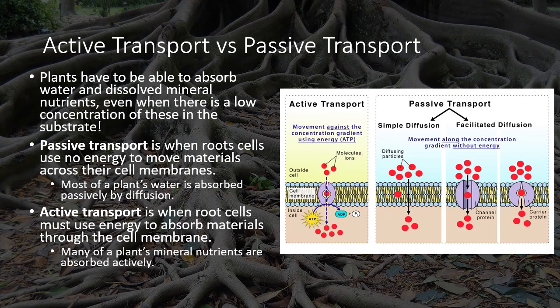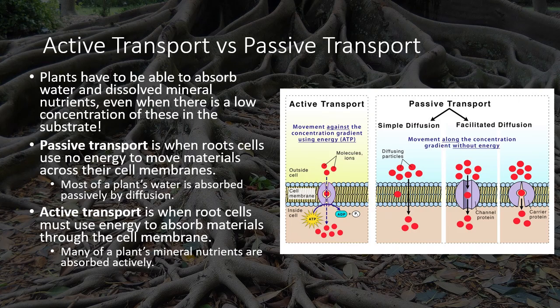Okay. And it's going to do that over and over and over and over again. And that's how it's going to be able to stockpile nutrients that might be scarce in the soil. Many of a plant's mineral nutrients are actively absorbed. There's two reasons for this.